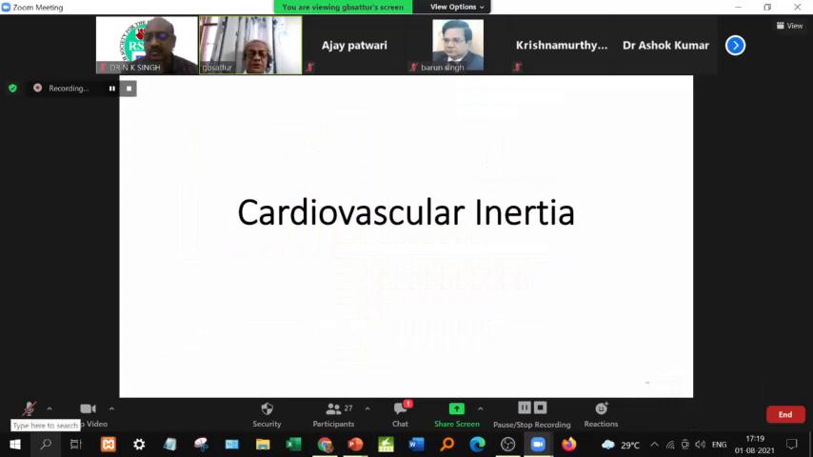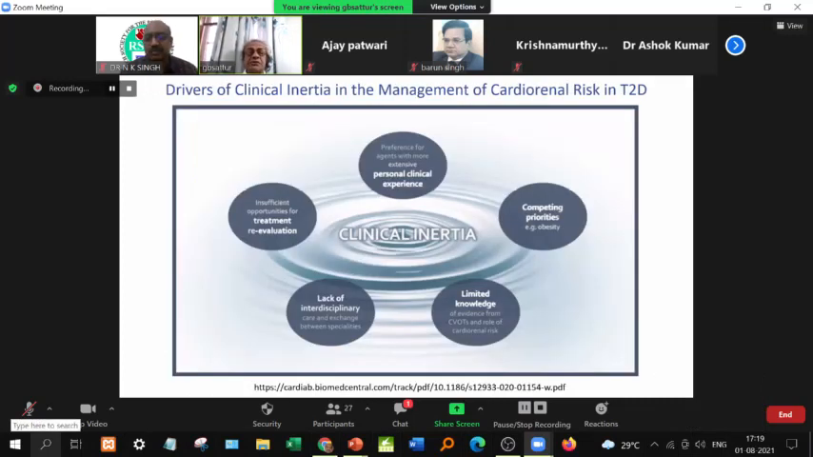Now, also we have to think of cardiovascular inertia. You can see all this, what drives the clinical inertia in the management of cardiorenal risk: personal clinical experience. Although when it comes to evidence, this is downgraded as evidence E. But we know that in clinical practice, our own personal experience with agents that we are accustomed to makes a lot of difference. Like one of them suggested now that after 6 months, SGLT2 inhibitors do not suit some Indians because they are not generally obese. So such personal experience is probably important.